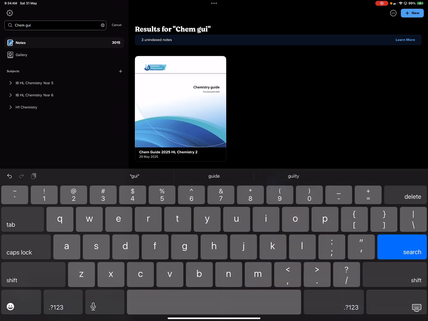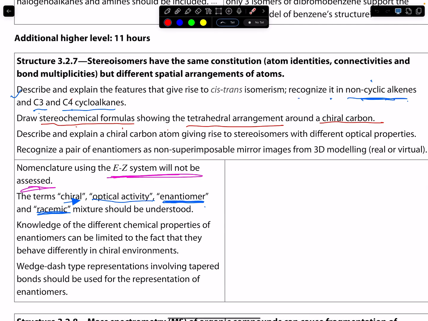Okay? So if you take a look at the screen, guys, you as an IB student need to be able to describe and explain the features that give rise to this type of isomerism, in non-cyclic alkenes, as well as C3 and C4 cycloalkanes.